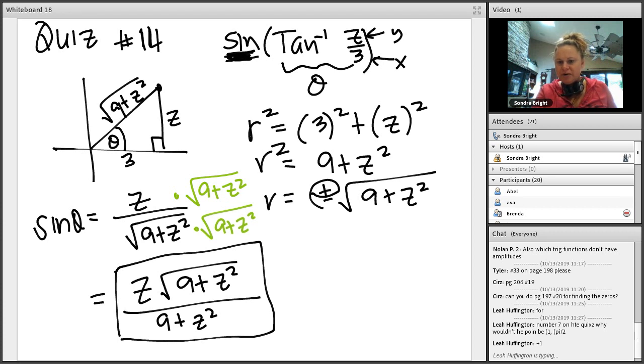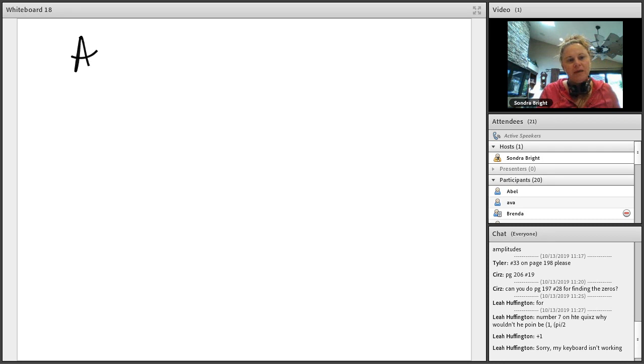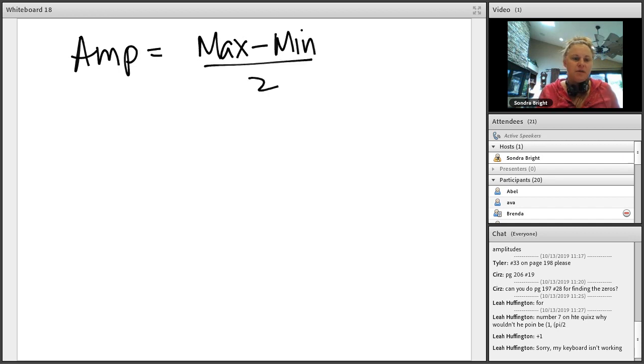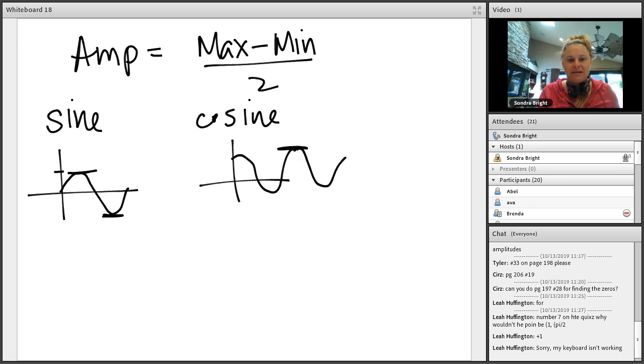Okay, which trig functions don't have amplitudes? All right, amplitude truly is the maximum value minus the minimum value divided by 2. And so sine goes like this. And it keeps on going, but it truly has a maximum and a minimum. And cosine goes like this. But then it keeps on going, but it has a max and a min.